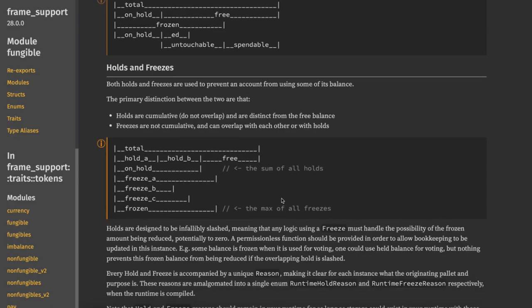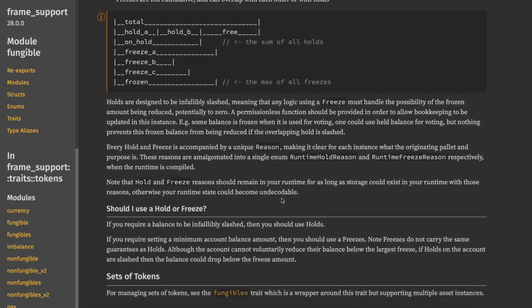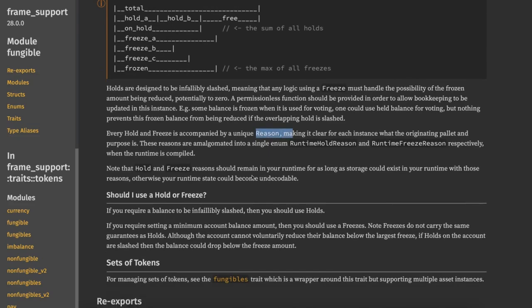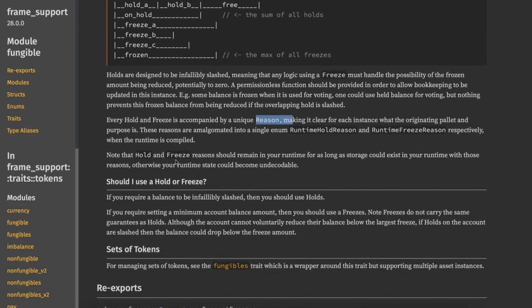Every hold and freeze is accompanied by a unique reason, making it clear for each instance what the originating pallet and purpose is. Okay, and also hold and freeze reasons should remain in your runtime for as long as storage could exist in your runtime with those reasons. Otherwise, your runtime state could become undecodable.